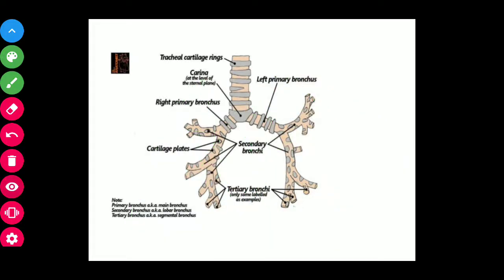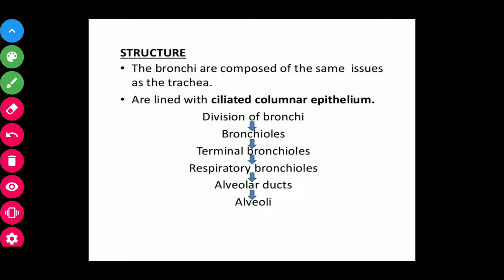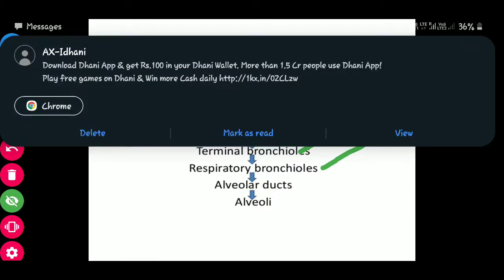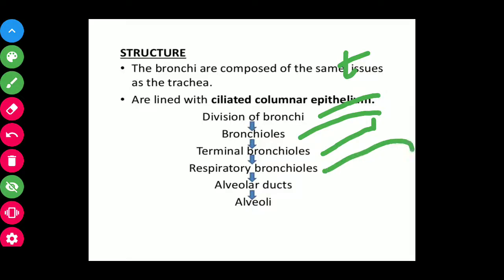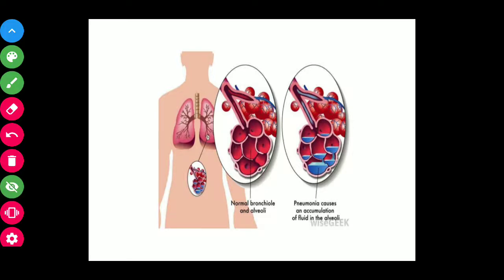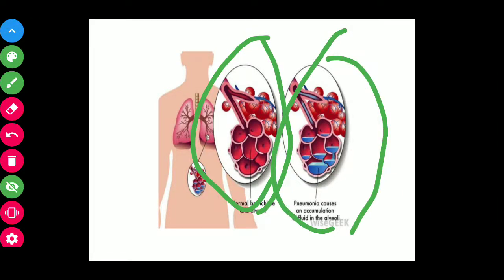Let's see the structure. The bronchi are composed of the same tissues as the trachea. They are lined with ciliated columnar epithelium. As I said, the bronchi divide into bronchioles, then there are terminal bronchioles, respiratory bronchioles, alveolar ducts, and alveoli. Let's see the picture of alveoli. Here you can see normal alveoli and alveoli in someone who is having pneumonia, which causes fluid in the alveoli. Here you can see the fluid.